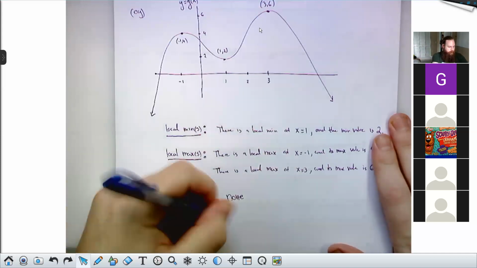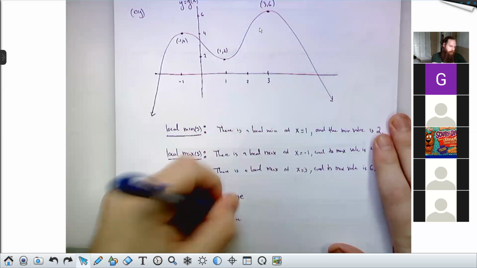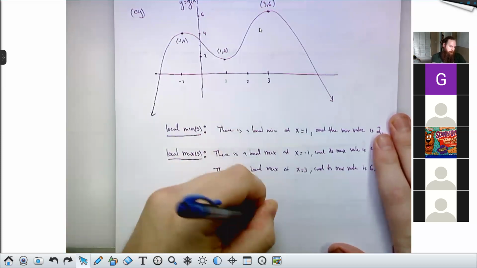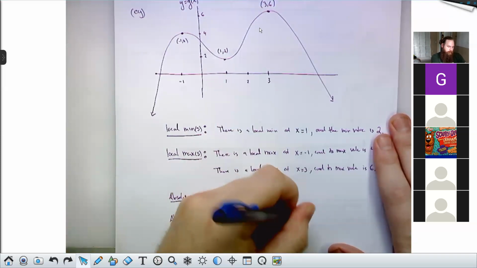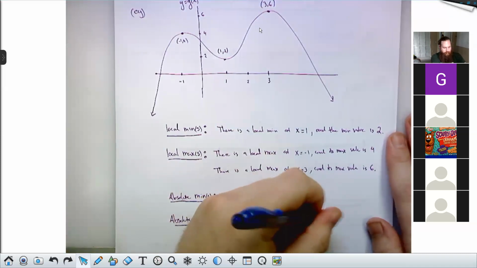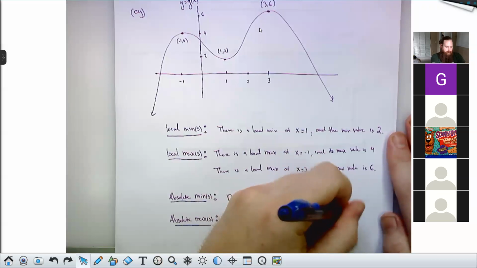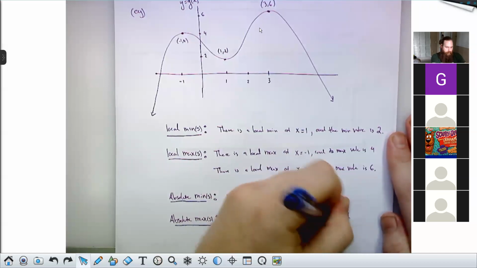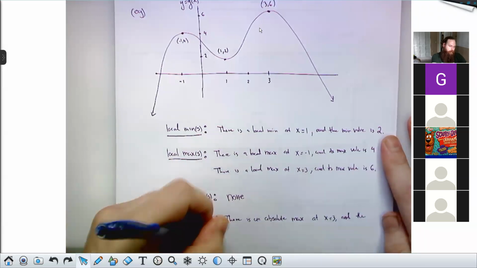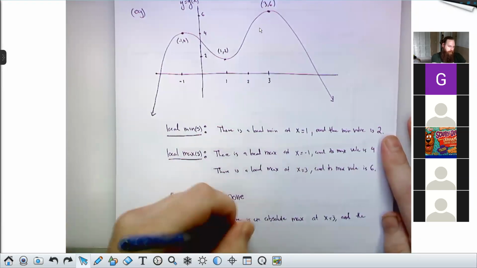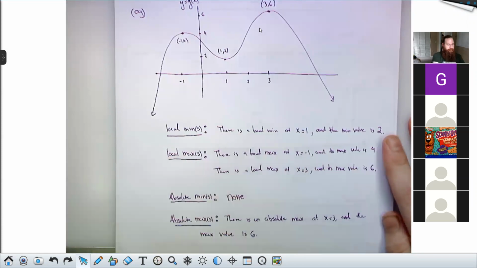So here I would say there is an absolute max at x equals 3 and the max value is 6.